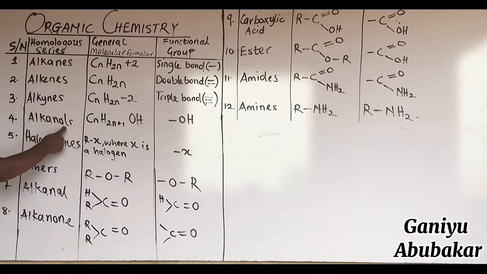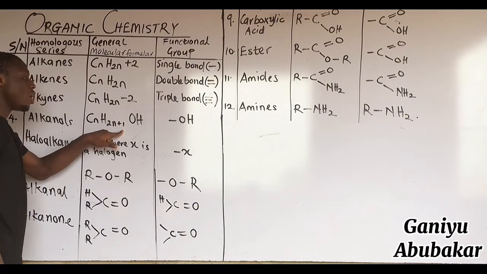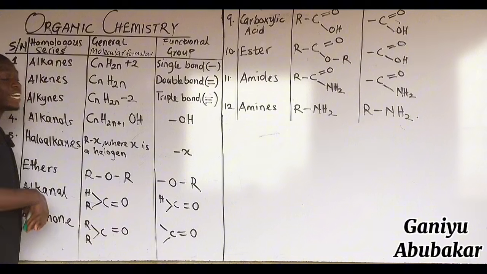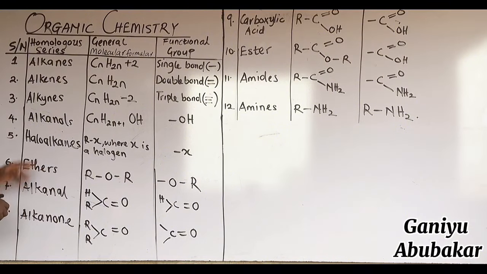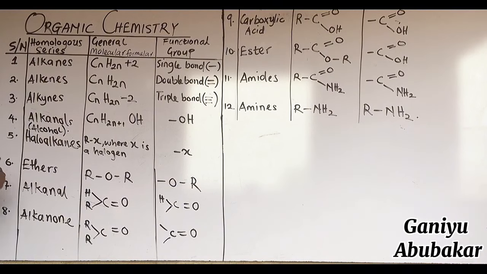So next up we have alkanol. The general molecular formula for alkanol is CnH2n+1 and OH. So anywhere I'm seeing OH, it's telling me that I'm dealing with what? Alkanol. All right, alkanol is also called alcohol. Please note that. So I can call it alkanol or alcohol.